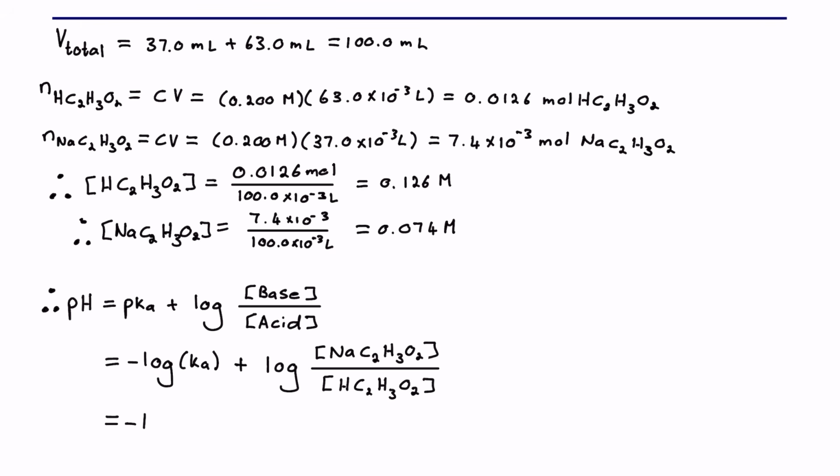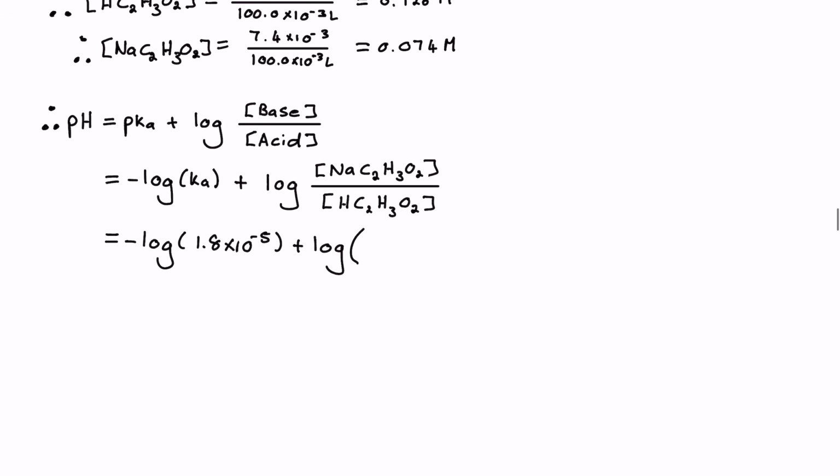So we're given the Ka, so that's minus log of 1.8 times 10 to the negative 5 plus log of these values that we just calculated. So this one is 0.074 and this one is 0.126.